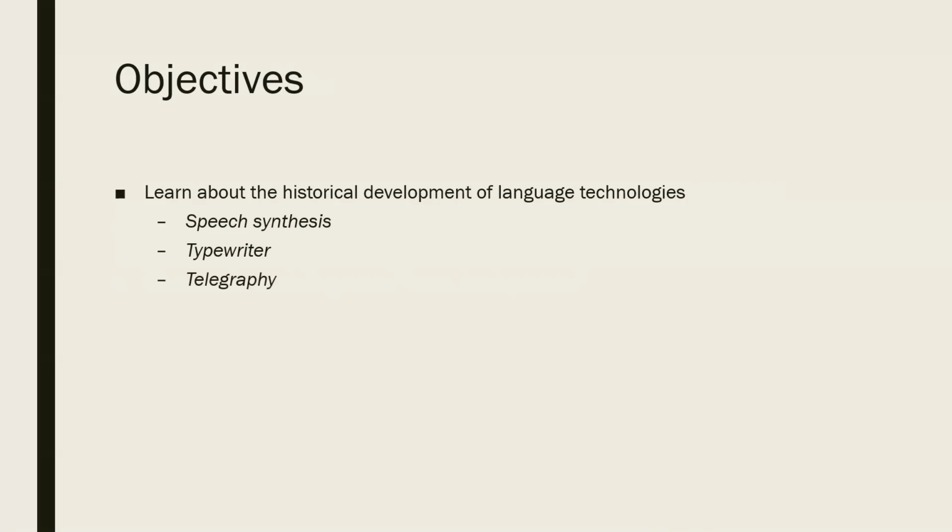We'll talk about the development of telegraphy and the use of things like Morse code. And we'll talk about the systems of text encoding, representing text electronically in the ways that computers do. So in particular, we'll talk about the ASCII system and Unicode.